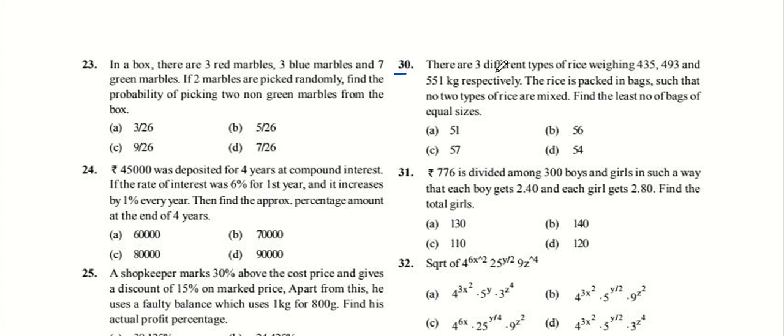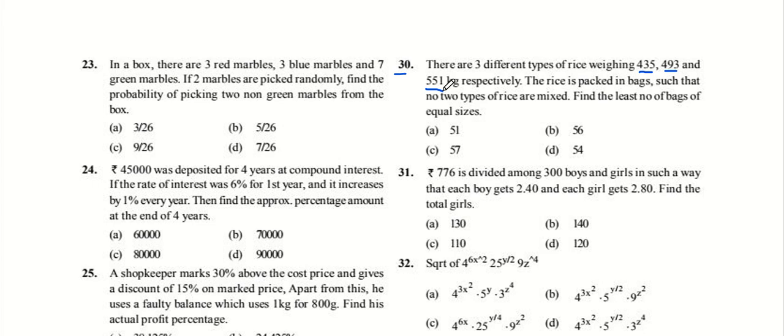There are three different types of rice having weights of 435 kg, 493 kg, and 551 kg. Okay, so we have three bowls. Suppose each bowl has a different capacity: one with 435, one with 493 kg, another with 551 kg respectively. The rice is packed in bags such that no two types of rice are mixed. Find the least number of bags of equal size.